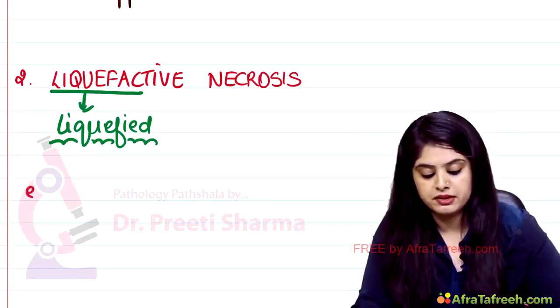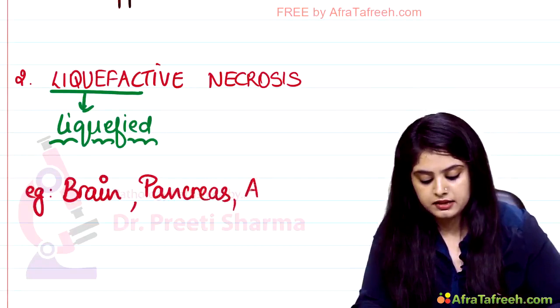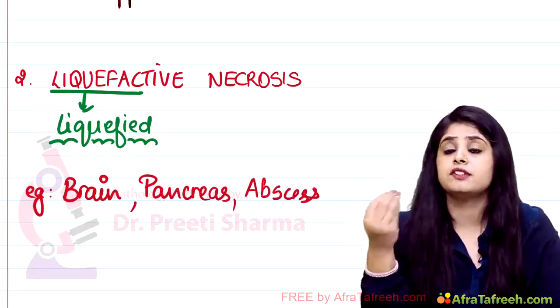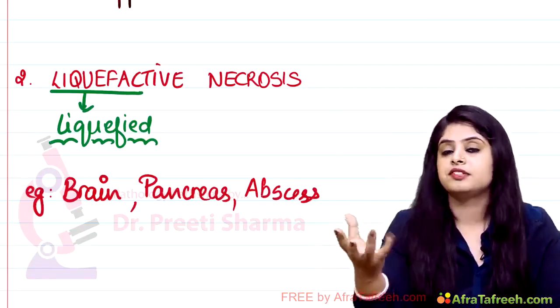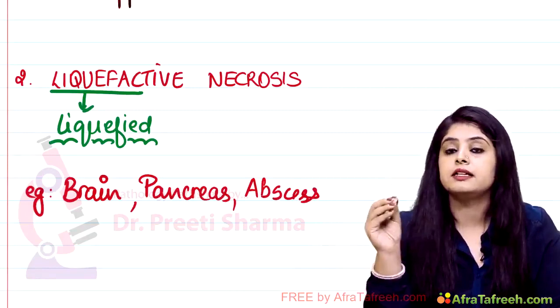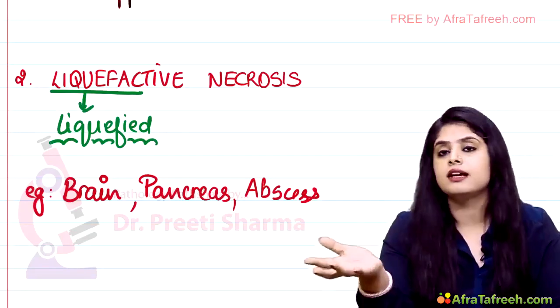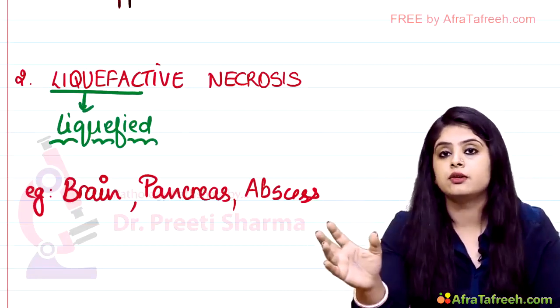First of all, remember, this is seen in the brain. It is seen in the pancreas. And it is seen in abscesses. The simplest example that you must have experienced yourself, or definitely witnessed, is an abscess. What does an abscess contain? It contains pus, right? Pus is something which is liquefied. So that is exactly what we're talking about over here. We are talking about liquefactive necrosis.